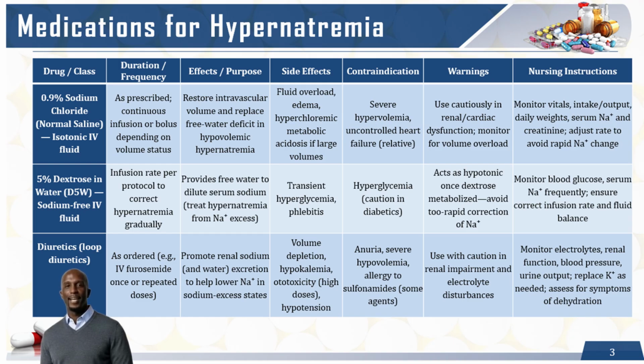Loop diuretics like furosemide help eliminate excess sodium through the kidneys, but they can cause dehydration, hypokalemia, and hypotension. Monitoring electrolytes, especially potassium, and daily urine output is essential. Teach patients the signs of dehydration such as dizziness and thirst.